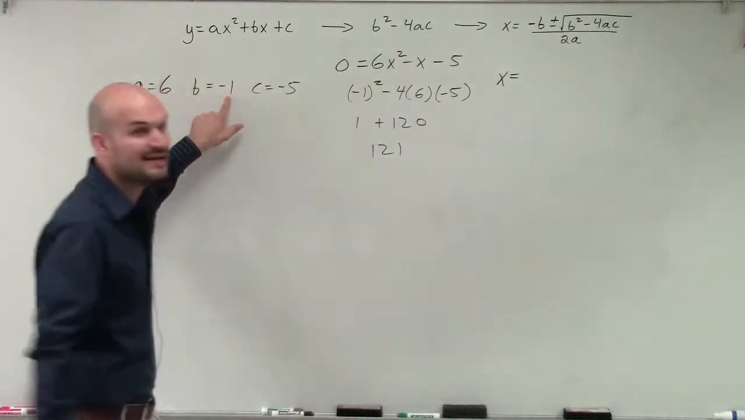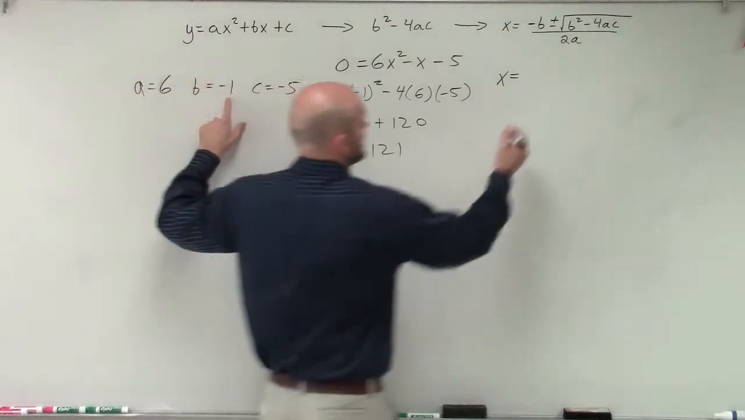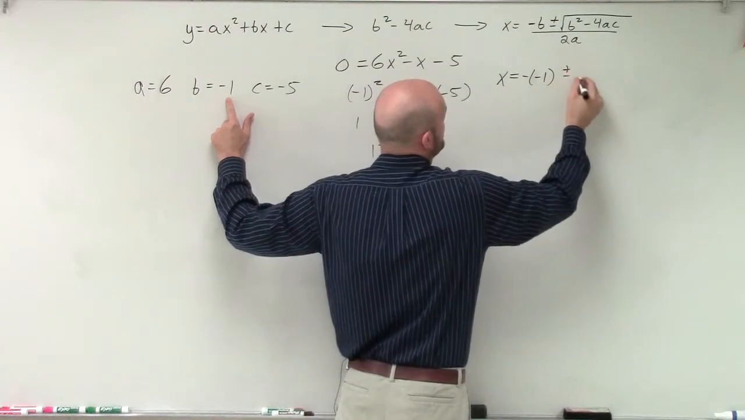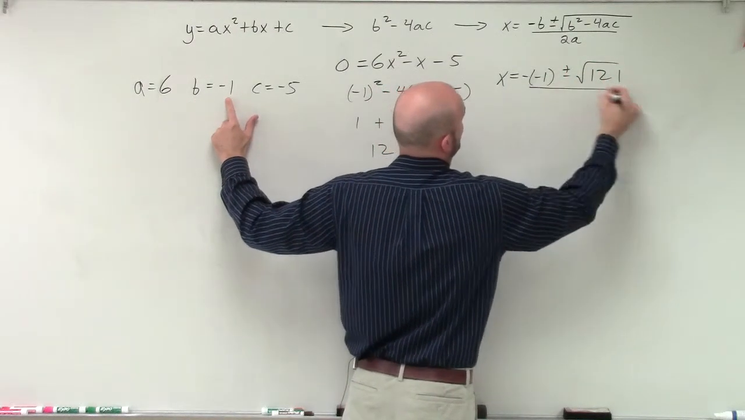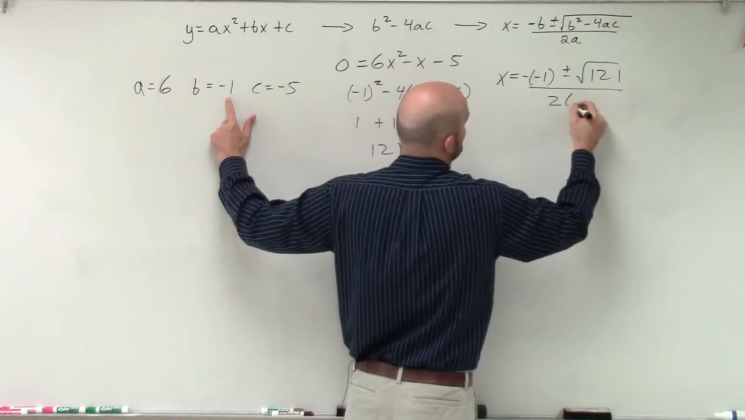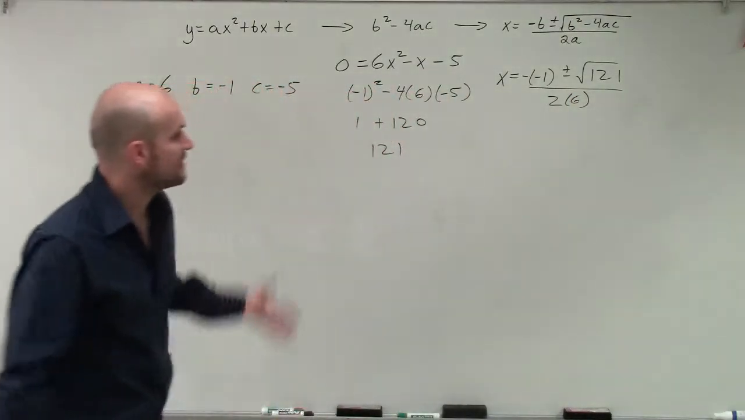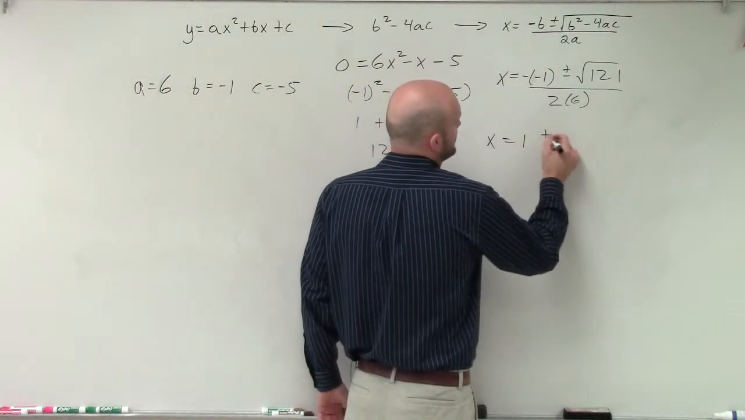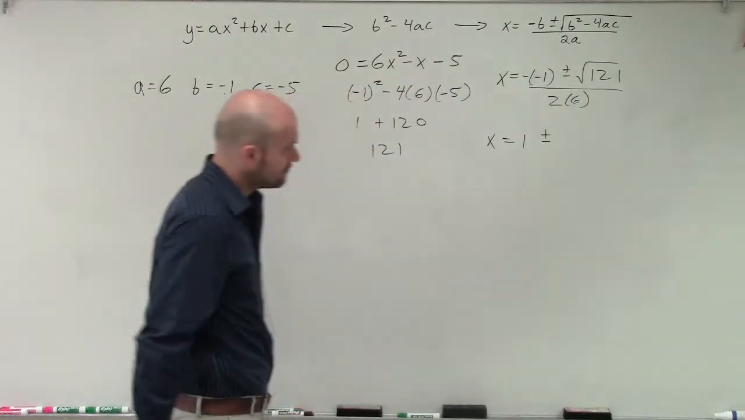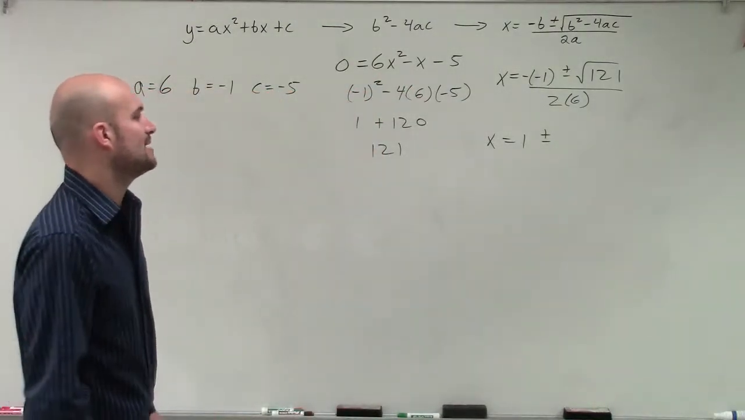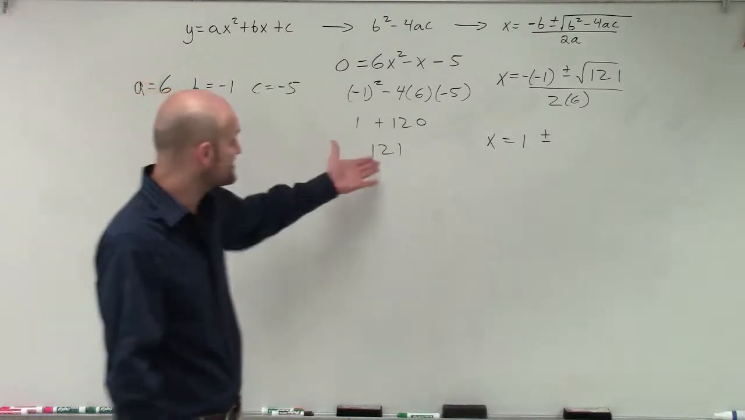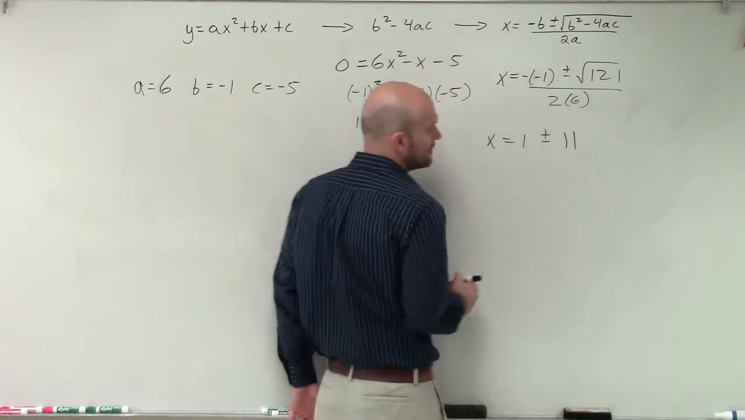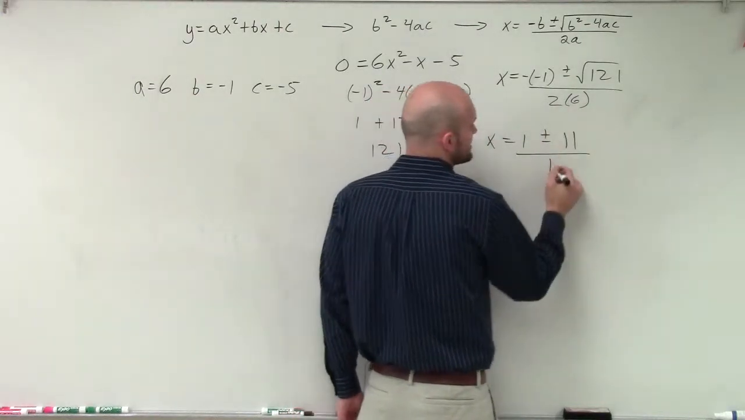So since we already have a -b, the opposite of -1 plus or minus the square root of 121 all over 2 times a, which is 6. All right, so the opposite of -1 is just going to be a positive 1 plus or minus the square root of 121. Since this is a square number, we can take the square root of 121, which is going to be our integer 11, divided by 2 times 6 is 12.